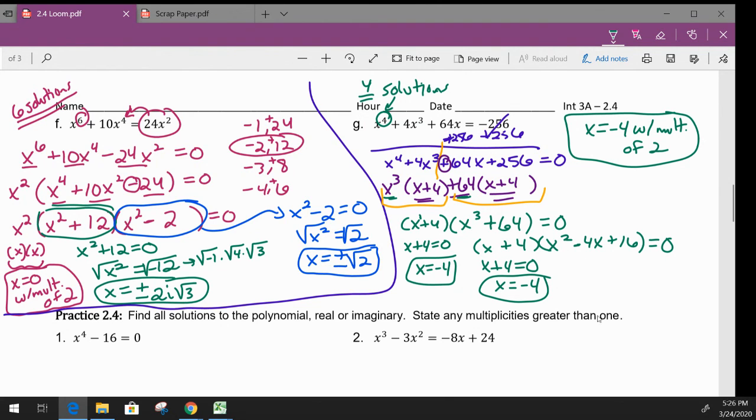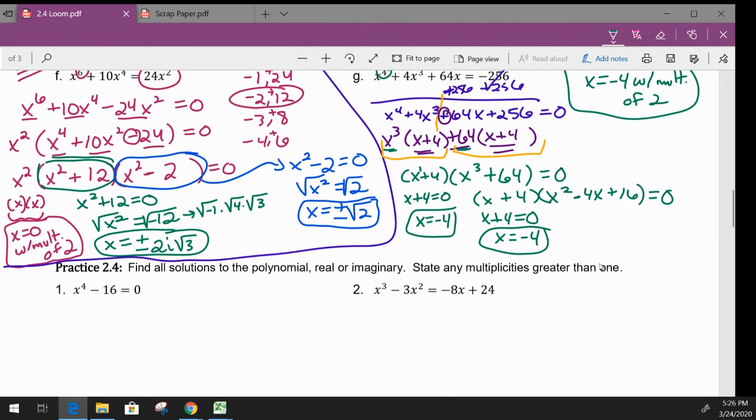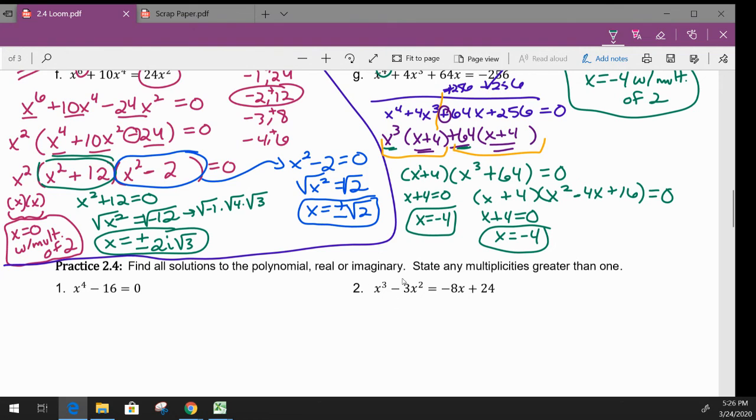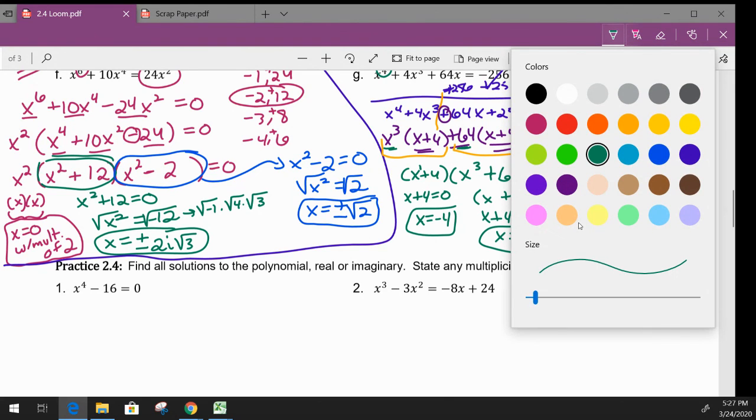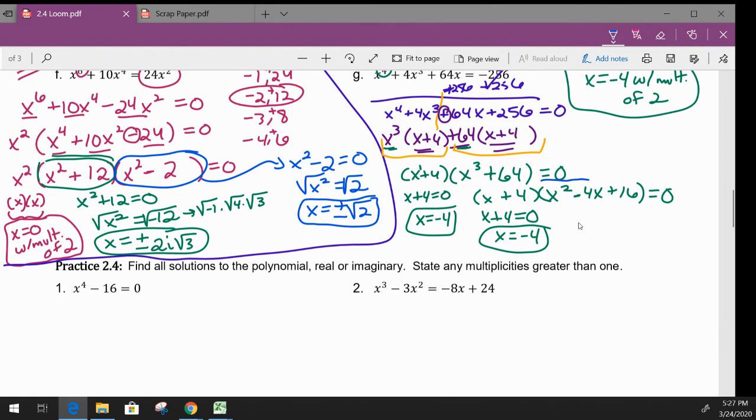And since I am running out of room, it looks like I'm going to have to go into some of this room from problem 2. All right, so I'm going to use a different color. Blue. All right, so I'm going to solve this factor with quadratic formula. So I'm going to start that here.